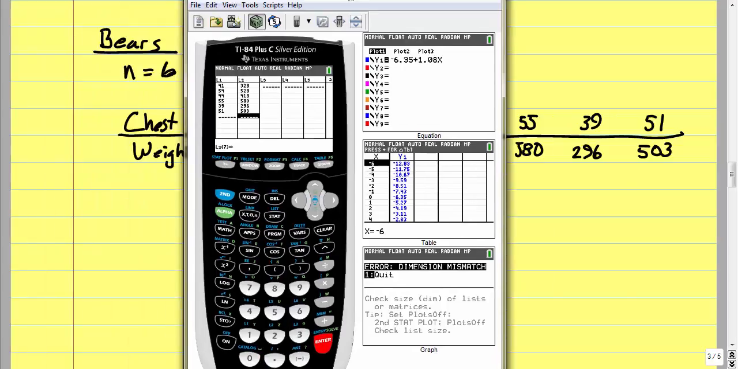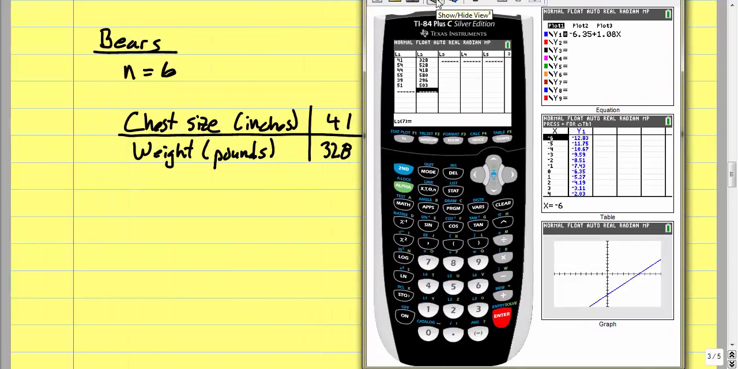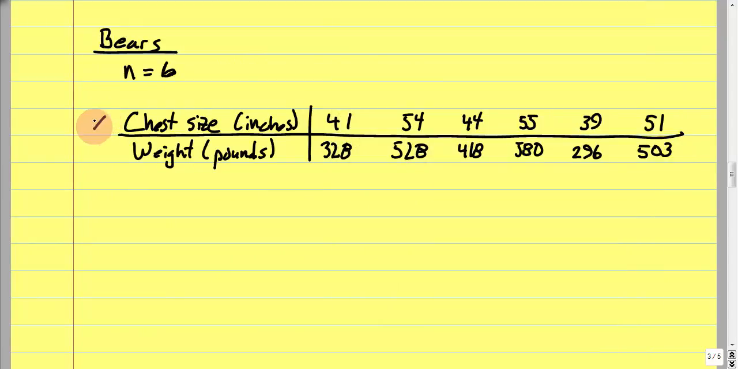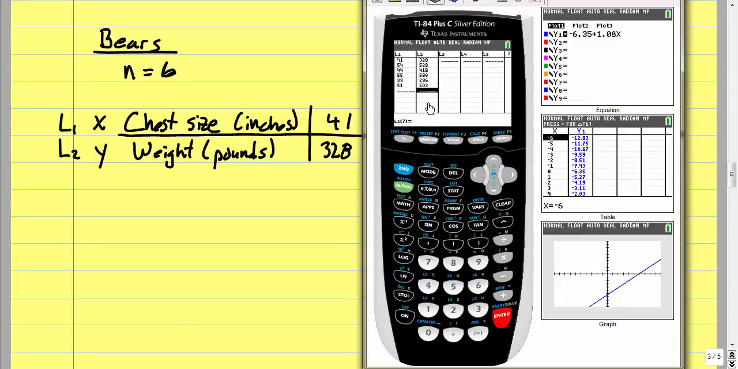So let's make these notes. Chest size is my X value. Weight is my Y value. This is what I'm trying to predict. Now in my calculator, this was L1, this was L2. And it's important to write those down and keep track of them, because otherwise it gets kind of complicated. It's hard to remember which is which.